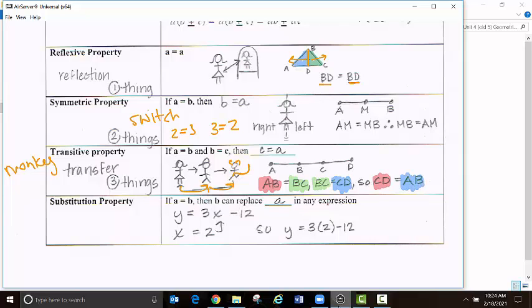And lastly, substitution. If two things are equal, you can replace it. So if you had the equation y equals 3x minus 12, but you happen to know x is the same as 2, you could substitute in a 2. Okay? When I'm absent, they replace me with a substitute. And that becomes the teacher for today.